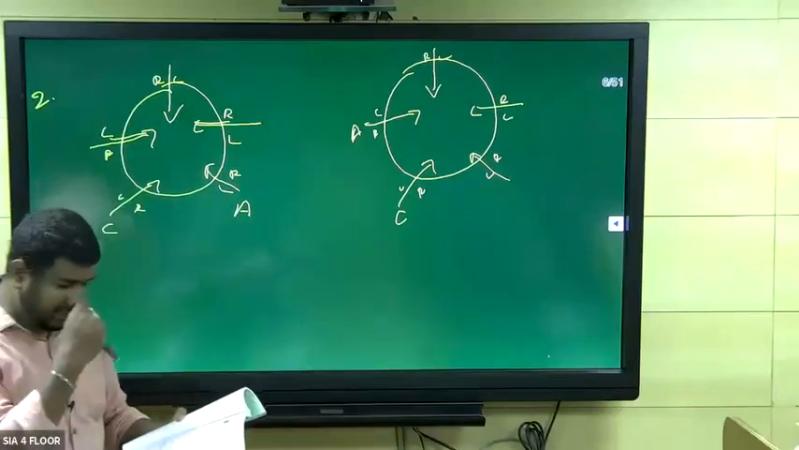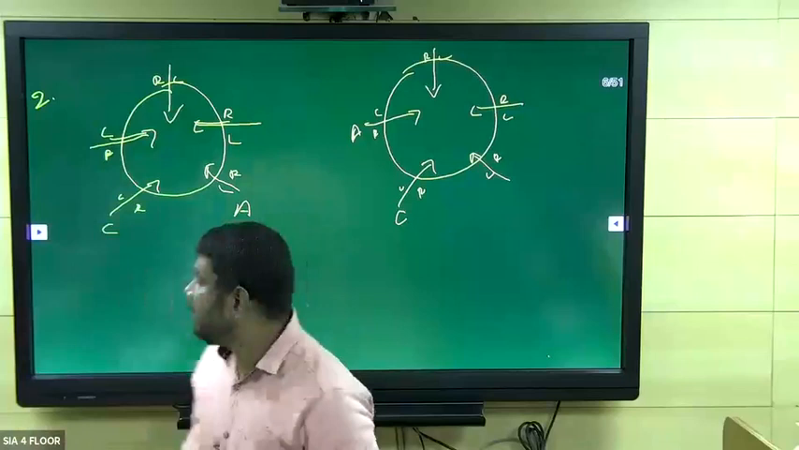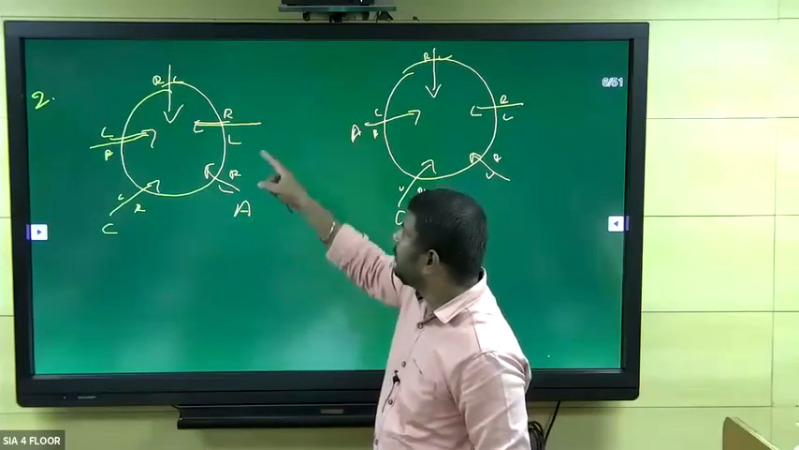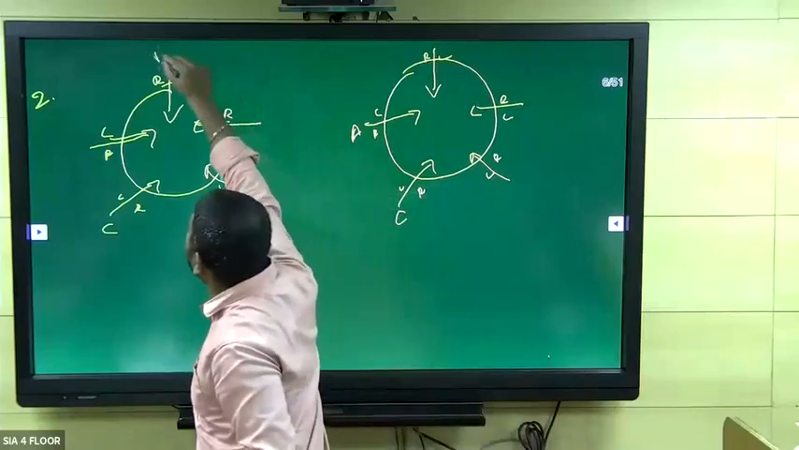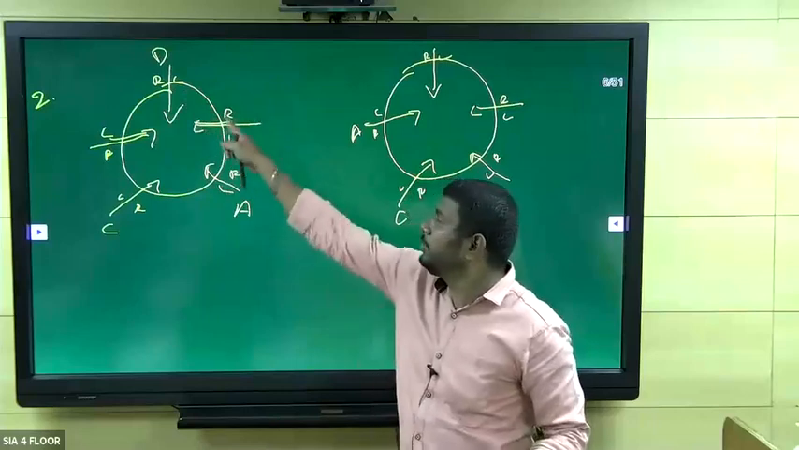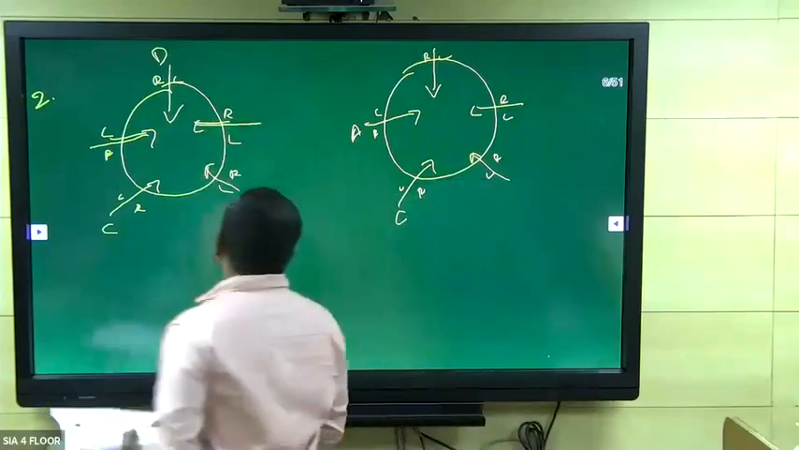Next is the second clue. A is seated 2 seats from D. So A is here. From here 2 seats. 1, 2. So D will come here. Clear? 1, 2, right? A is seated 2 seats from D. This is one possibility.